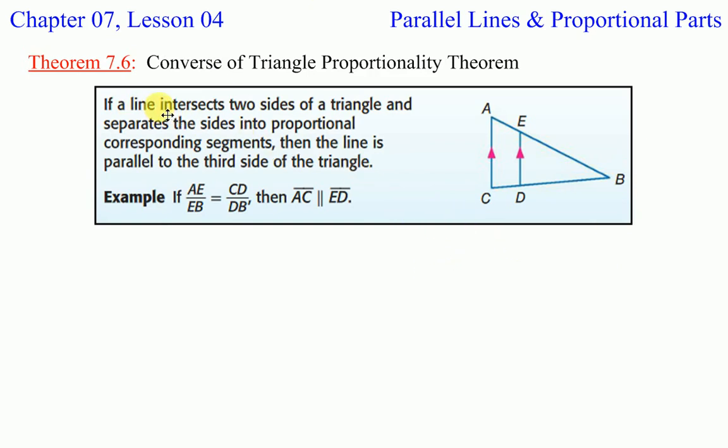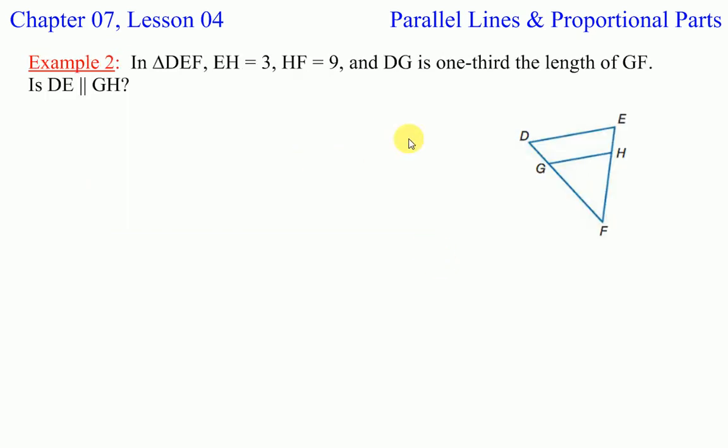On the other hand, going backwards the other way around, if these two lines intersected and making these proportional segments, then they are parallel, then this line is parallel. Alright, so for example, we could check to see, are these two lines parallel? Well, we've been given these measures. We know that DG is 1/3 the length of GF, so 1/3 x there.